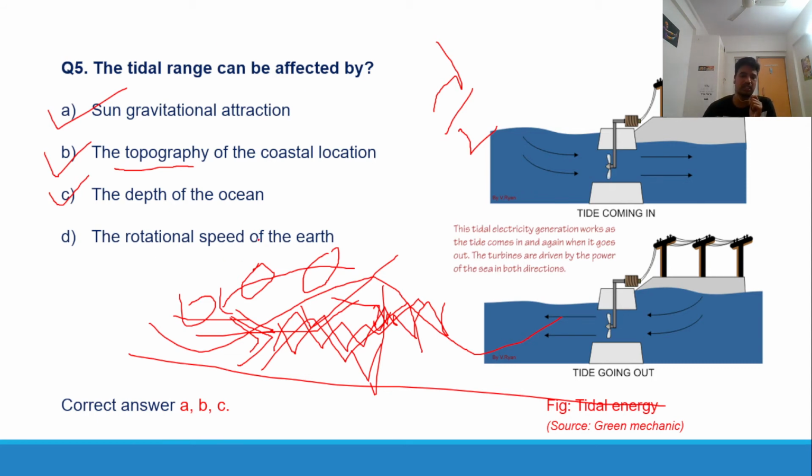The rotation speed of the earth doesn't have any effect on the tidal range. Only the distance between earth and moon, the distance between earth and sun, the topography of the coastal location, and the depth of the ocean have an effect on the tidal range. If you increase or decrease the rotational speed, there is no effect. So the correct answer is A, B, and C.